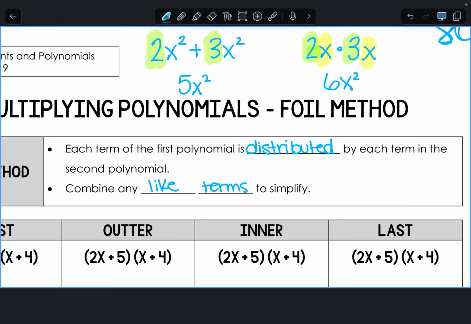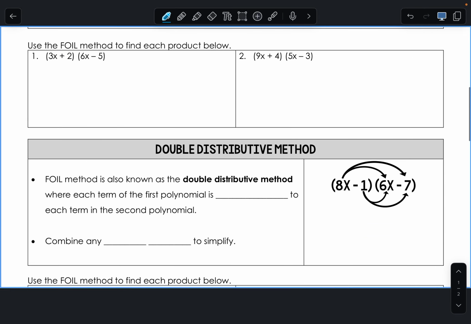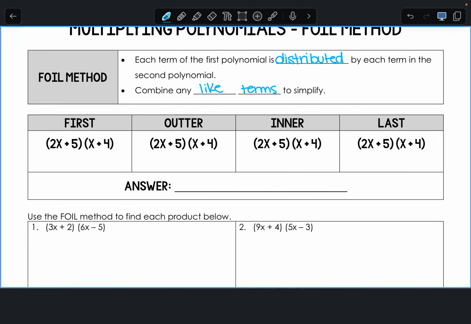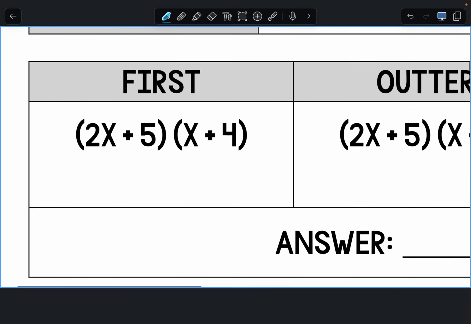Now today we're going to learn the FOIL method. The FOIL method is also known as the double distributive method. You can do it either way, whichever you prefer once we're done with the notes. These are front side only, so it's not going to take us forever. Tomorrow, the box method is another way of multiplying polynomials that gives you the same answer. A lot of people like the FOIL method, but a lot more people like the box method instead. Okay, FOIL method.